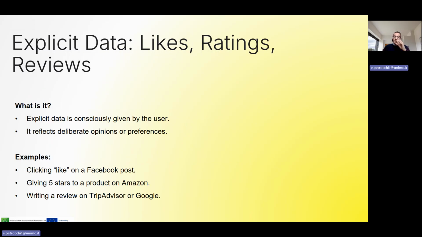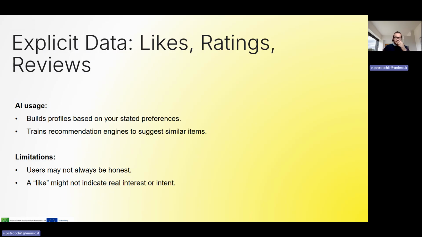So now we can focus on explicit data. As I said, that is data that is consciously given by the user to the system, and so it reflects in this way deliberate opinions and preferences. We can click like on a Facebook post, we can give 5 stars to a product on Amazon, or we can write directly a review on TripAdvisor. And these are actions that we are directly making. So in this sense, explicit data.